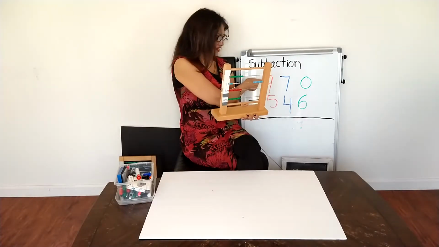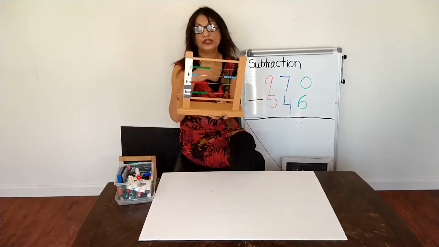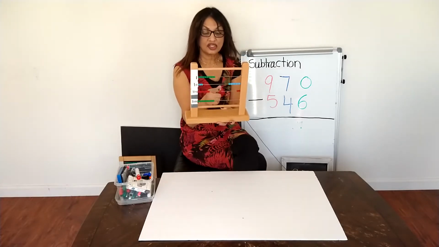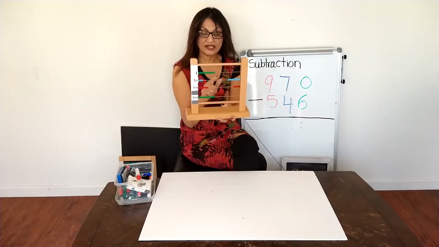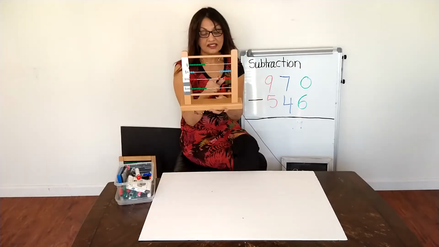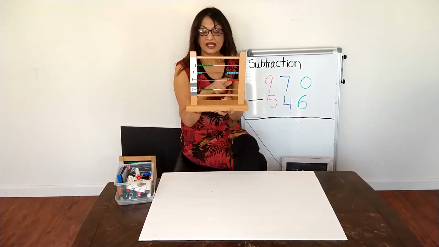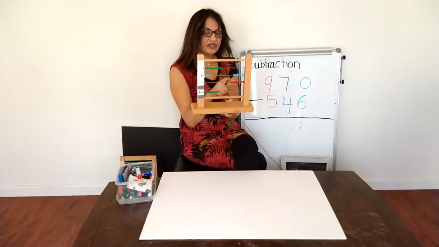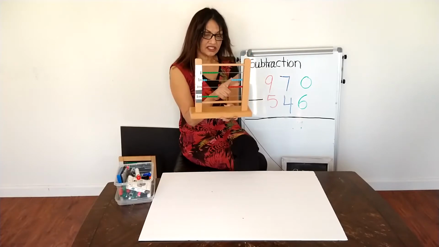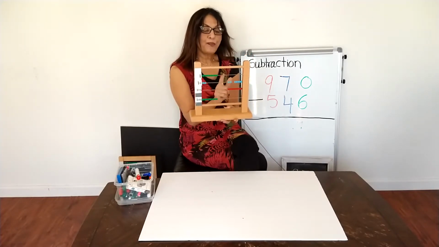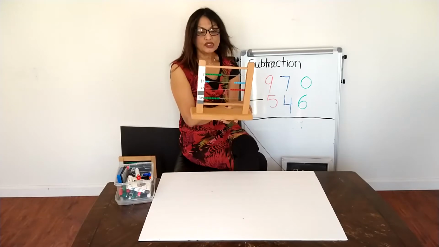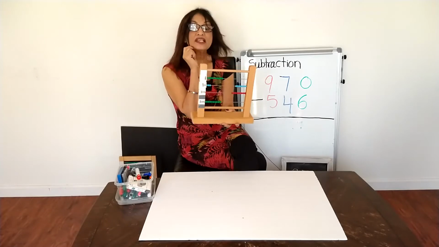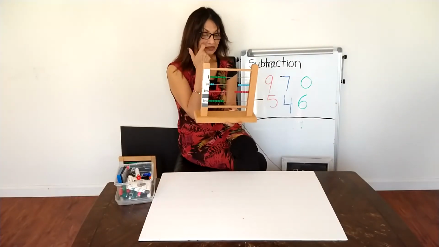How many hundreds? 9 hundreds. Count with me, please. 100, 2 hundreds, 3 hundreds, 4 hundreds, 5 hundreds, 6 hundreds, 7 hundreds, 8 hundreds, and 9 hundreds. So we have 970. That is our minuend. So we need to give away 546. So let's do that.